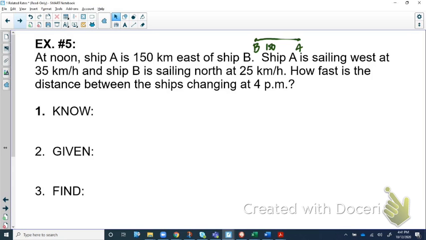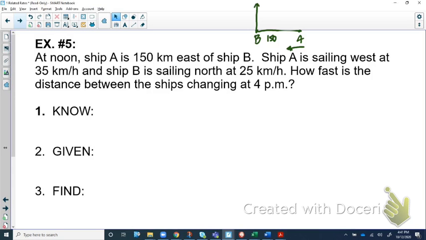Ship A is sailing west, so it's going to be going left, at a rate of 35 kilometers per hour, and ship B is sailing north at 25 kilometers per hour.